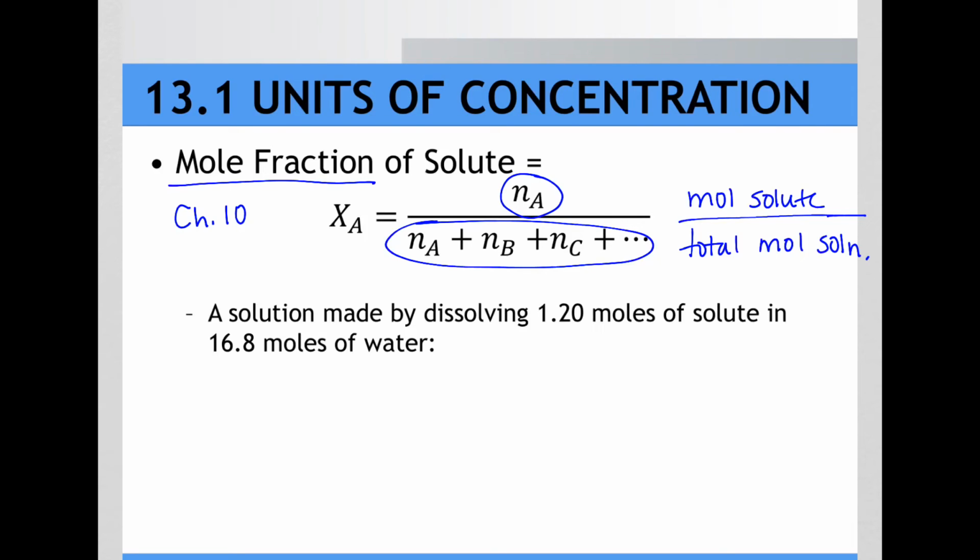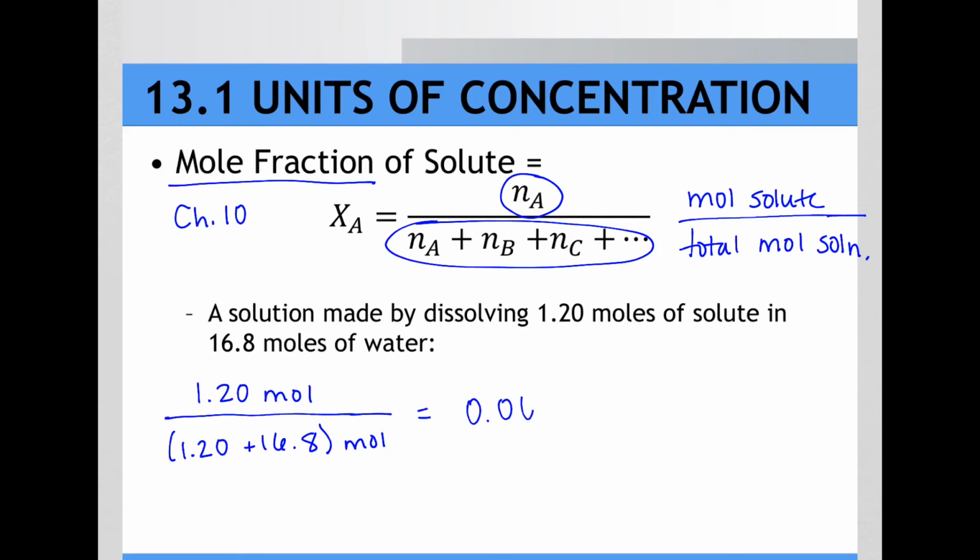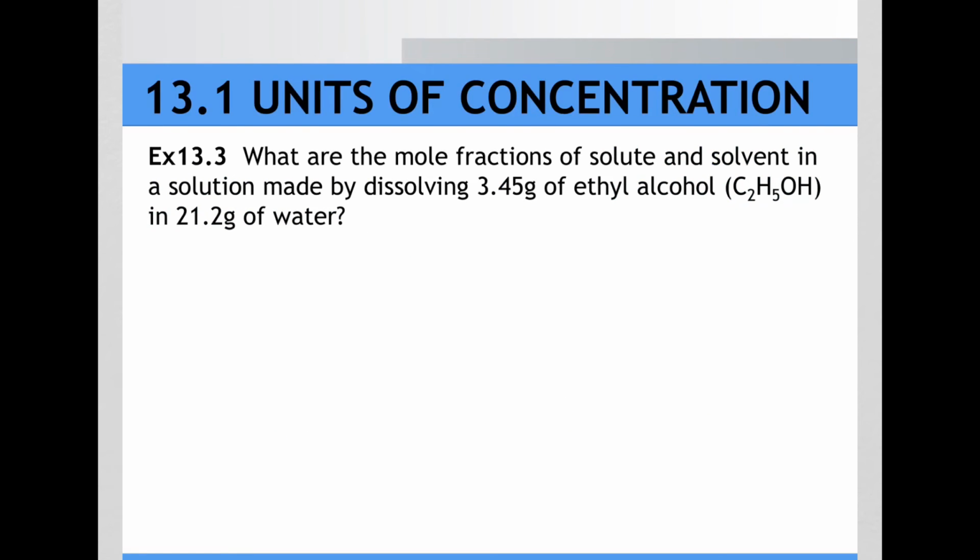Okay, so if I had a solution made by dissolving 1.2 moles of solute in 16.8 moles of water, my math would look like this for that solution. I would do that, and we would divide and see that this would give us 0.0667. There's no unit on a mole fraction because you're dividing moles and moles and they would cancel. Okay, so that would be the mole fraction for whatever this solute was. Okay. So, knowing that, once again, pause the video and you guys try example 13.3.